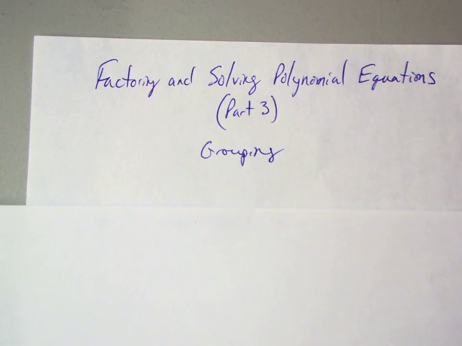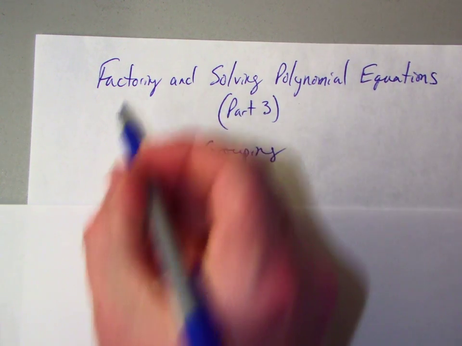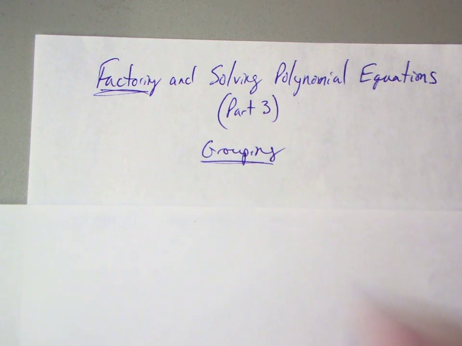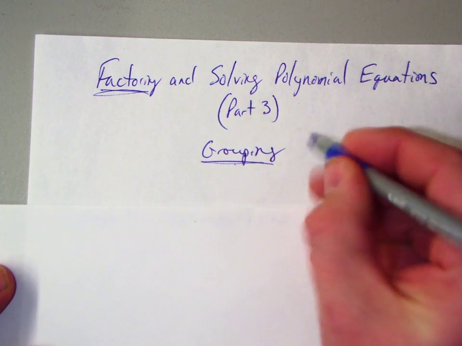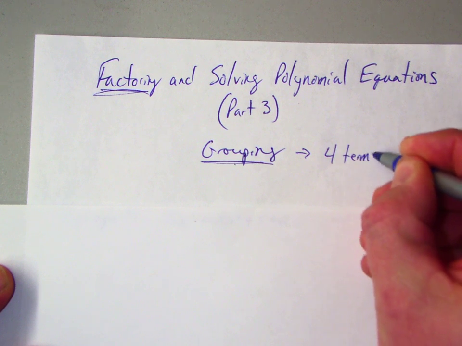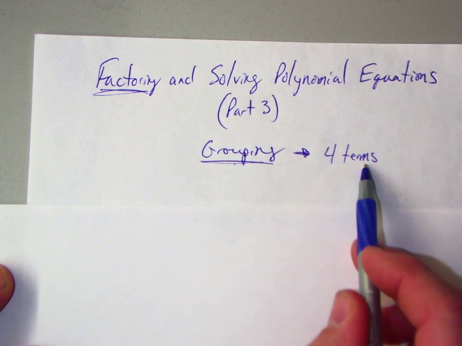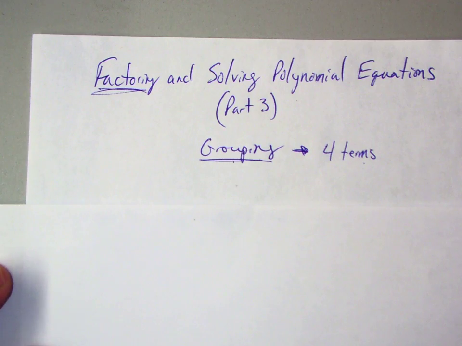All right, here's part 3 of factoring and solving polynomial equations. This is 5.4. What we're going to look at is factoring some more, but this time we're going to be factoring by using the grouping method. The main thing you need to look for when factoring by grouping is that you must have 4 terms. That's the only way you can factor by grouping. If you have anything other than 4 terms, then this will not work.